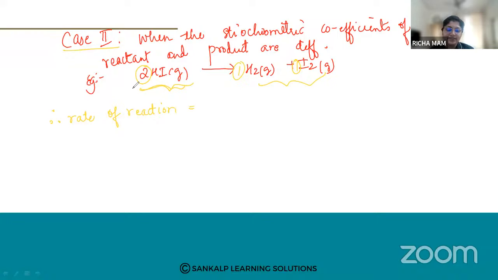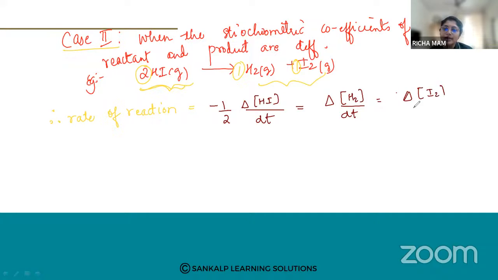So the rate of reaction is given as what? The stoichiometric coefficient here is 2, so it is minus 1 by 2 delta HI by delta T, is equal to delta H2 by delta T, is equal to delta I2 by delta T. Sorry, not dt, we'll write it as delta T only, that is the change in time. Did you get it?